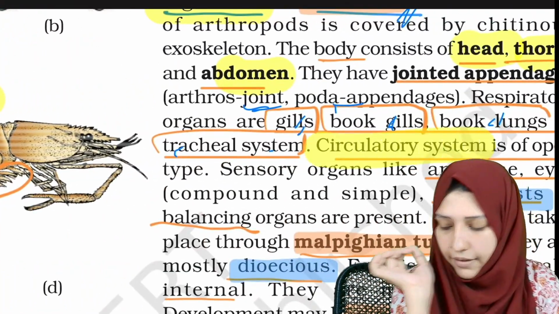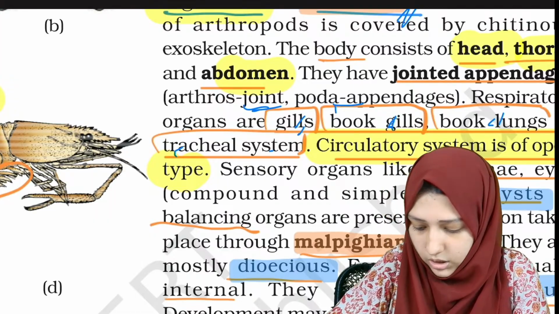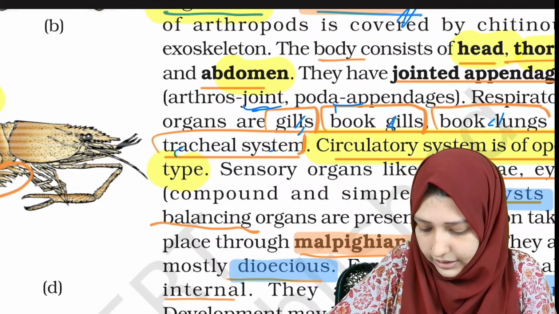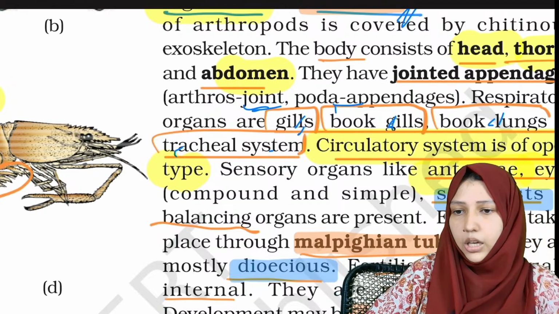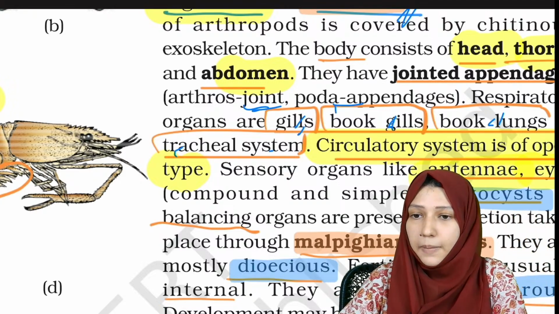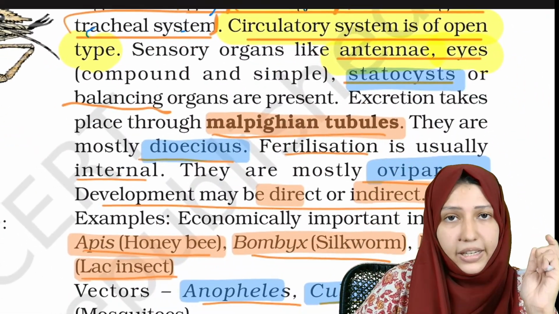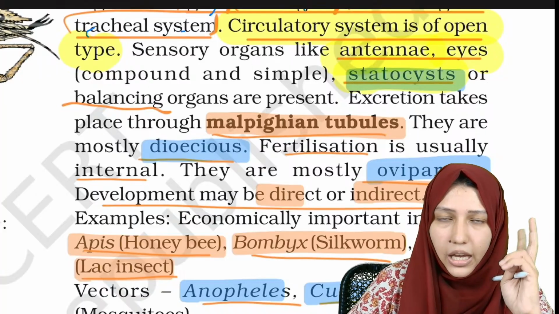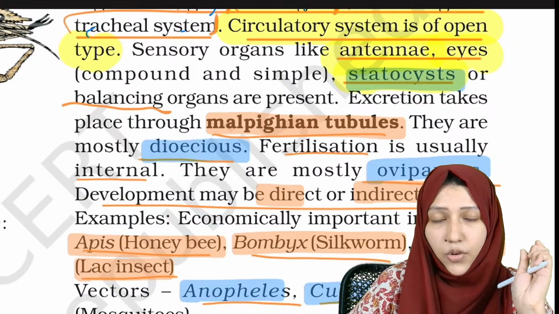And they also have specialized structures, known as antenna, eyes. There are 3 specialized structures for arthropoda. The specialized structures are antenna, eyes, and statocyst. Antenna and eyes are for their vision, and statocyst is for their balancing.